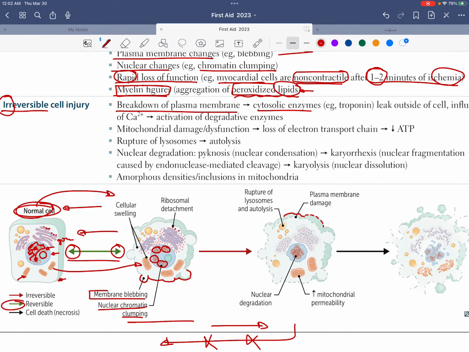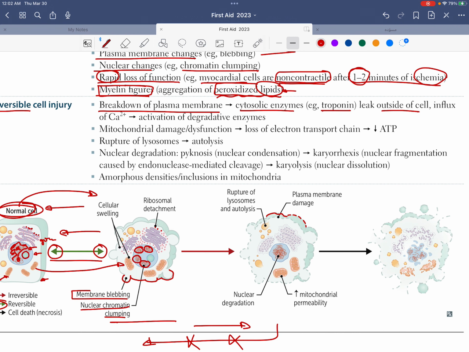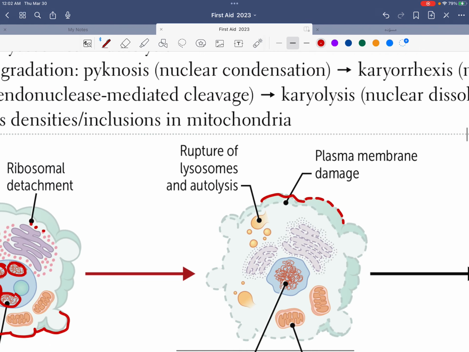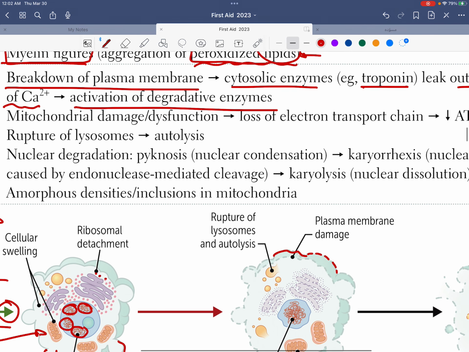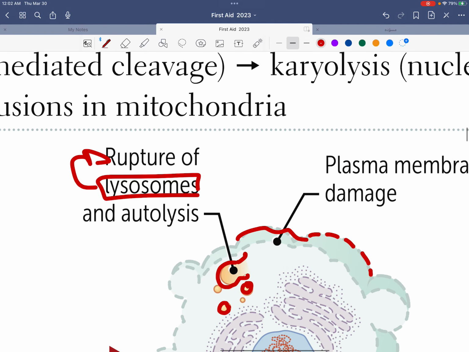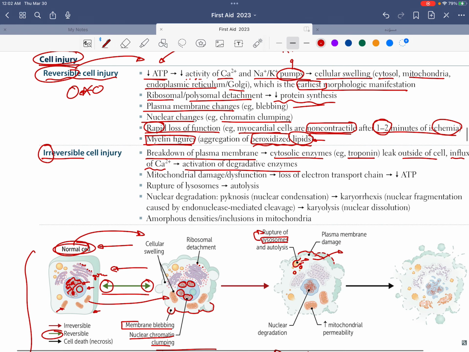That leads to cytosolic enzymes, just like troponin, leaking to the outside of the cell. Plus, there is an influx of calcium leading to activation of degradative enzymes. So, whatever enzymes within the cell, just like the enzymes that were supposed to be in these enclosed lysosomes, now these lysosomes are going to rupture, they're going to be open to the outside, so they're leaking. And of course the cellular membrane is not intact anymore, so they're leaking to the outside.